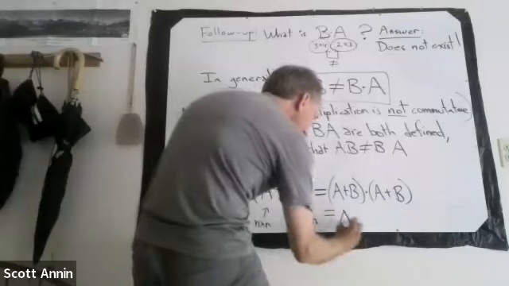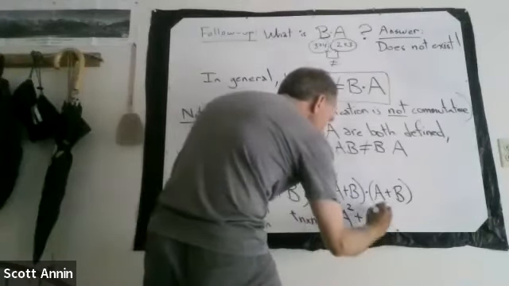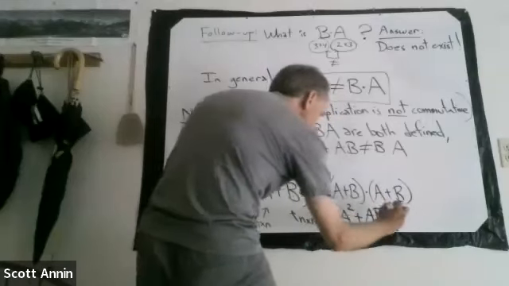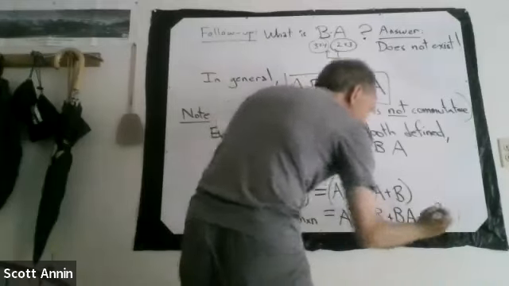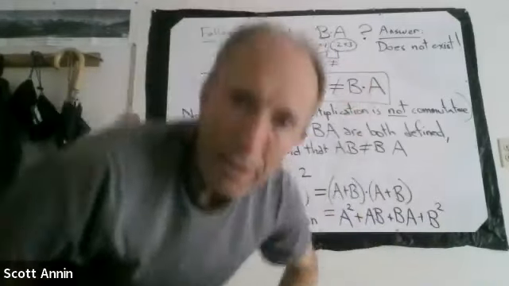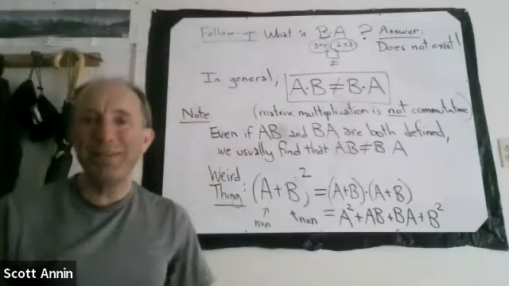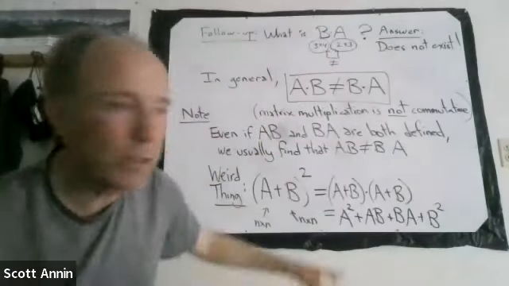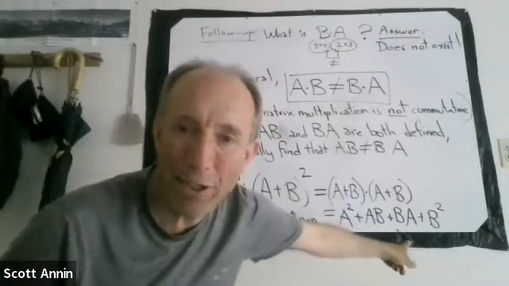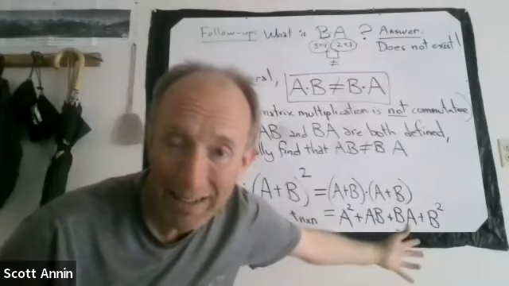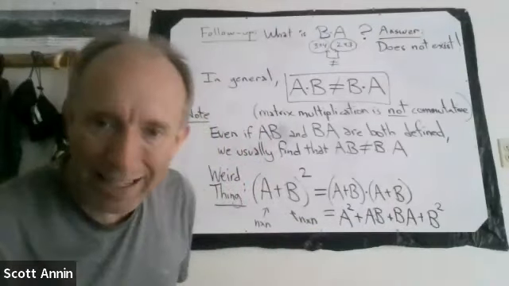A times A, that's A squared. Then you have A times B, right? Then you have in the middle B times A. And then you have B times B, which is B squared, right? Normally with regular high school algebra, with regular real numbers, we would be combining these two terms in the middle, and we would just write it as 2AB. Probably sounds familiar, right? When you FOIL out a perfect square like this.